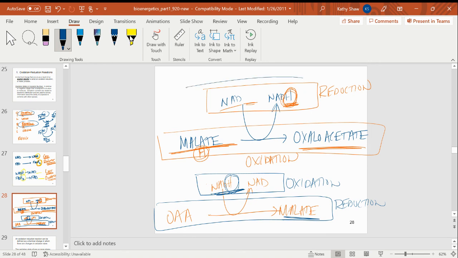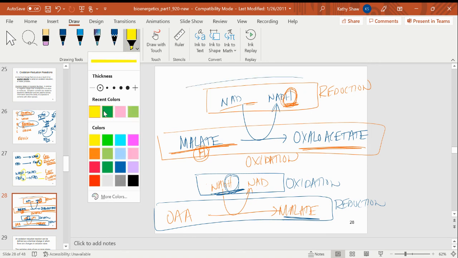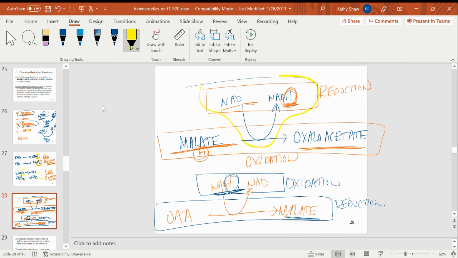With this one, we wrote this reaction, what's going on with the NAD and the NADH, in a very by-the-way form. And it makes the malate going to oxaloacetate look like the more important part of it. And really, neither one's more important than the other.